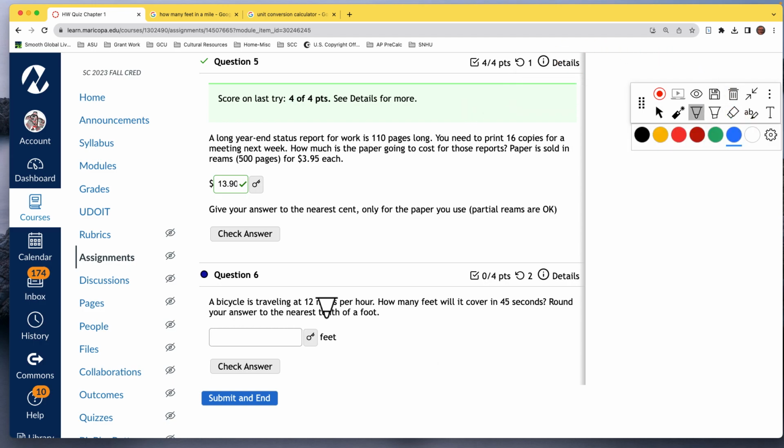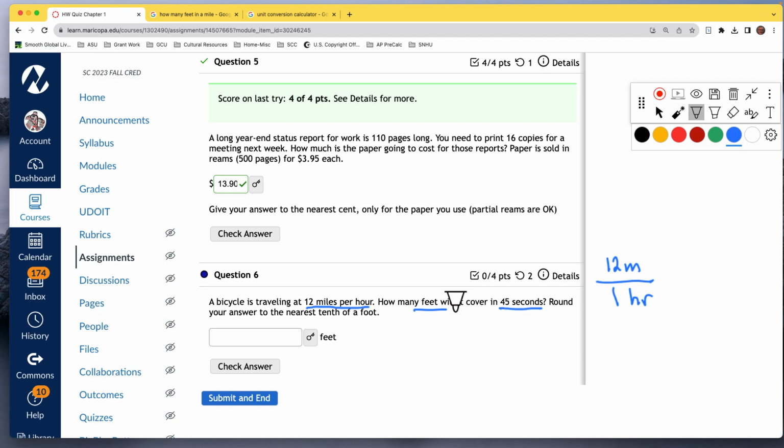So a bicycle is traveling 12 miles per hour. How many feet will it cover in 45 seconds? Right? So what are we doing here? We're dividing, and we're actually doing both. We're doing two conversions here, right? So what we want to write is 12 miles per hour. We want to think of that speed as 12 miles per 1 hour.